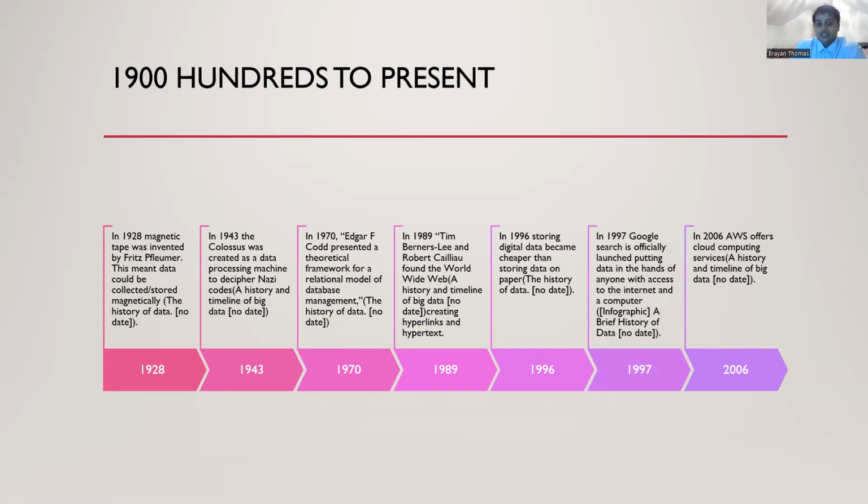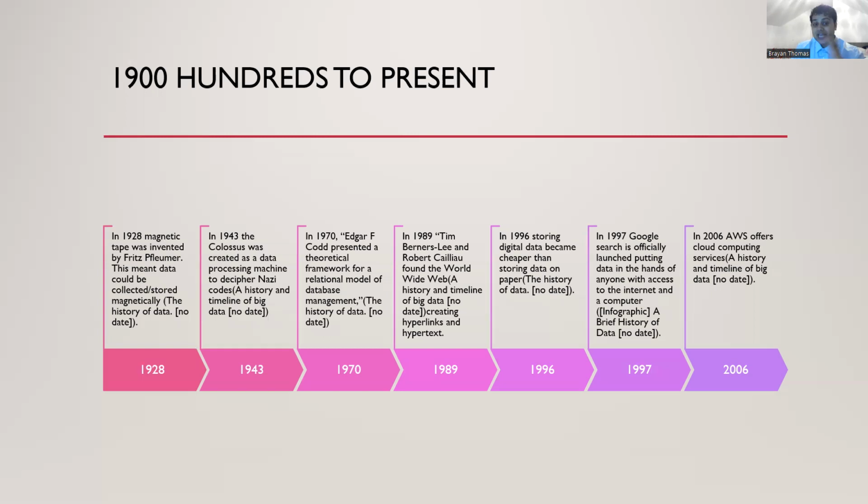In 1943, the Colossus was created as a data processing machine to decipher Nazi codes. There are many leaps in data storage, data collection, and analyzing data created during World War II, as the computer was created then as well. But I'm just going to mention one, which is the Nazi codes. Interestingly enough, the reason they could decipher some of the messages is that the Nazi officers would end each encrypted message with "Heil Hitler." So even if the cipher was there, you could always figure it out because one word was always the same.